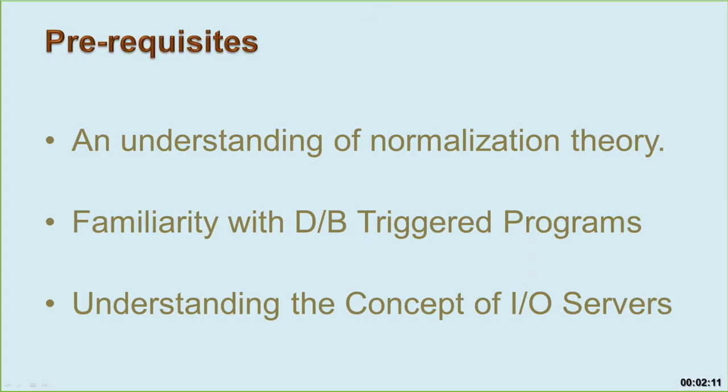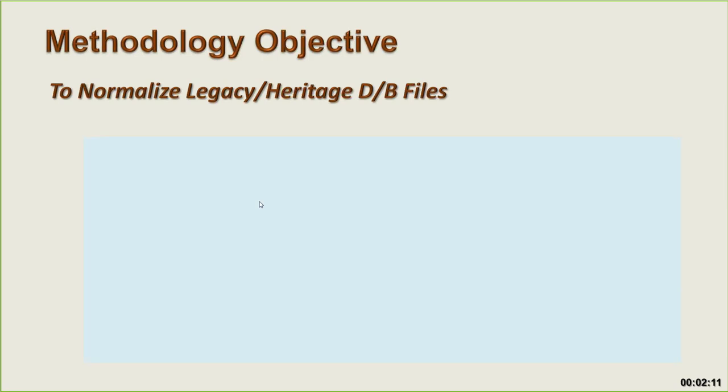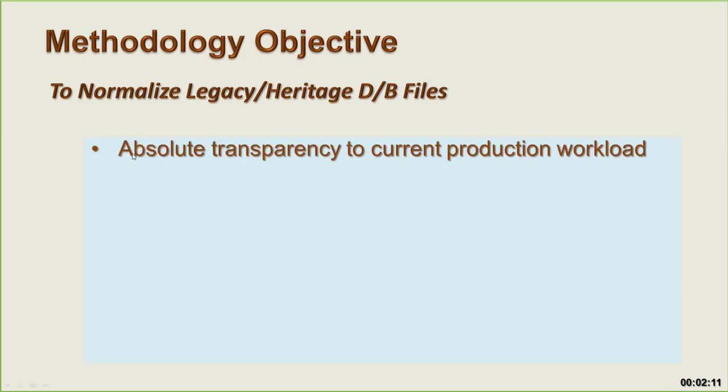There are 3 prerequisites, and I'm sure you all have them: an understanding of the normalization theory, familiarity with DB-triggered programs, and the understanding of the concept of I/O servers, because it all revolves around the use of those components in the proper manner. The object of this whole exercise is the modernization of legacy heritage systems with absolute transparency to current production workload. I don't want it to impact the current workload at all.